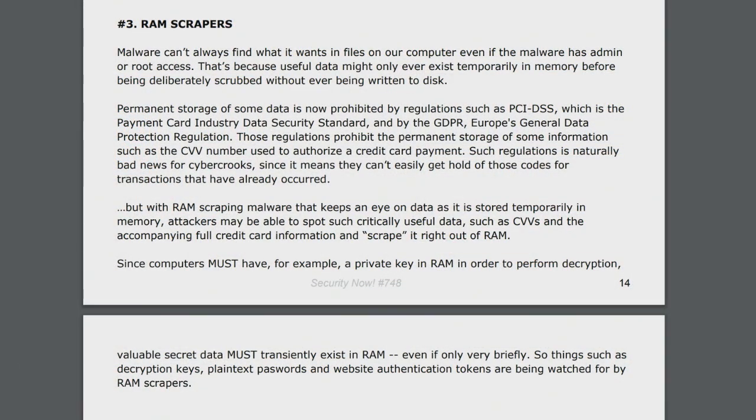So these data stealers are in the lexicon because they are a class of malware. Then we have RAM scrapers, because malware can't always find what it wants in the files on our computer, even if the malware has admin or root access. That's because some useful data, you might even argue some of the most useful data, might only ever exist temporarily in RAM before it is deliberately scrubbed without ever being written to disk.